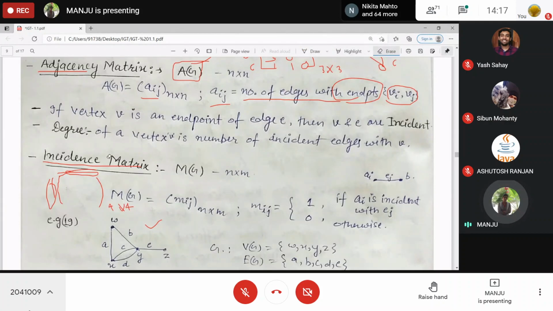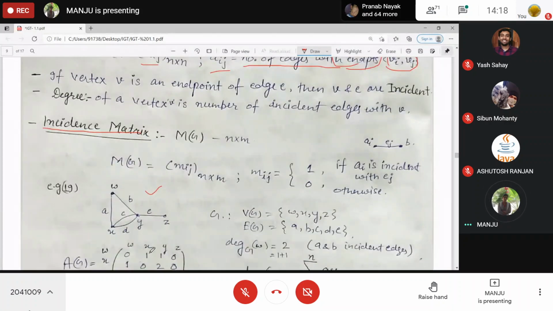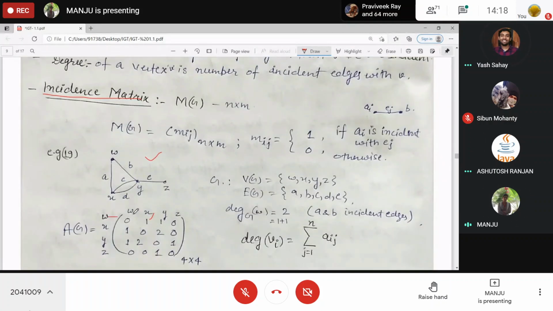Which order are you taking? W, X, Y, Z. Okay, so all the diagonal entries will be 0, right? How many edges are present between W and X? 1, so A12 will be 1. Between W and Y? 1. W and Z, there is no edge, 0. And this row will be the same as this column.